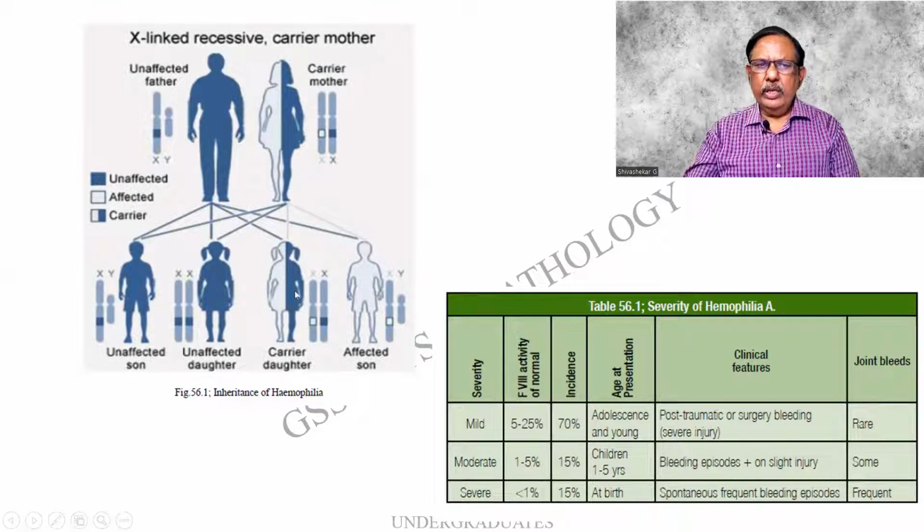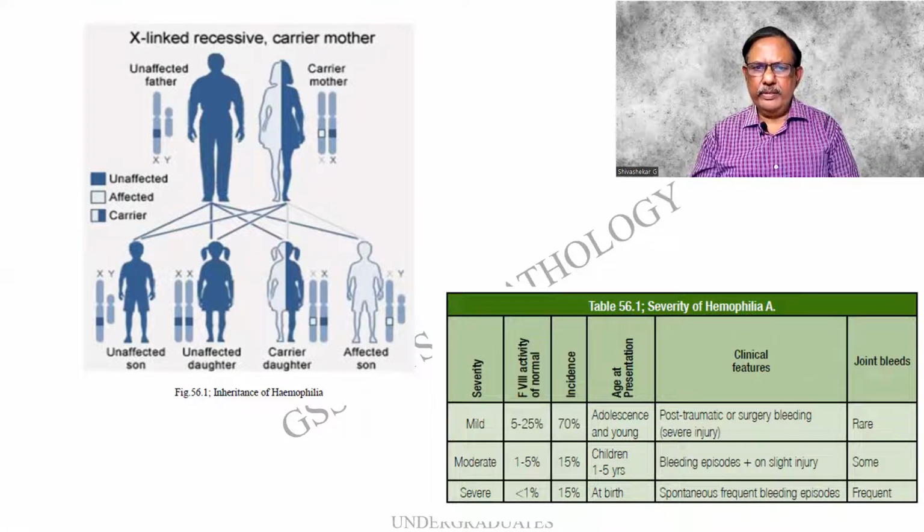And the daughter will be a carrier or will be unaffected, which means 25% of the children, and the patient will be a male person. So females are carriers, males are sufferers. That will be the dictum in any X-linked disorder. This is only for the severity. You people need not memorize this table by heart.